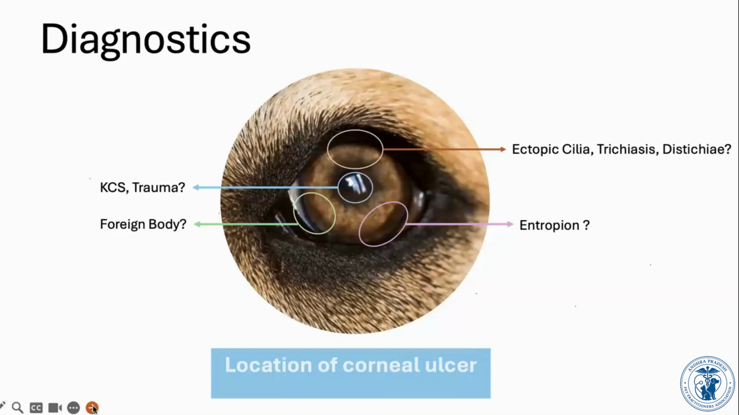Most central or axial ulcers are a result of trauma, like a scratch on the eye, or even dry eye. Mostly in dry eye cases, the cornea gets desiccated very fast. The central cornea is the part which is exposed for the most time. So due to the dryness over that part, this area becomes prone to ulceration.